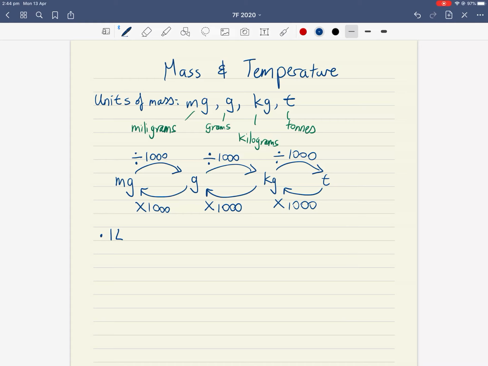Fun fact, 1 liter of water is approximately 1 kilogram of mass. So that's how heavy 1 liter of water weighs.